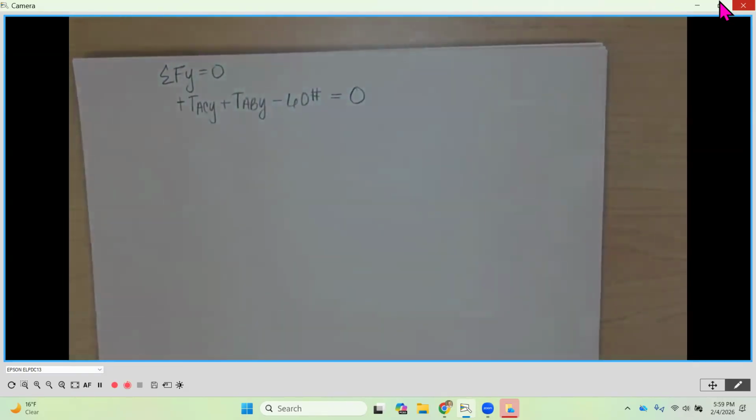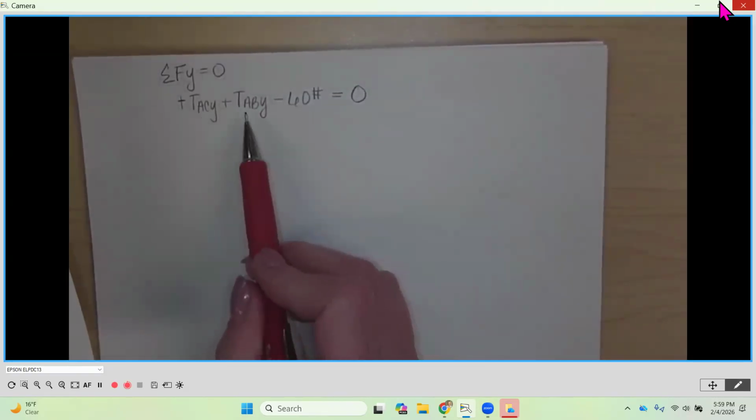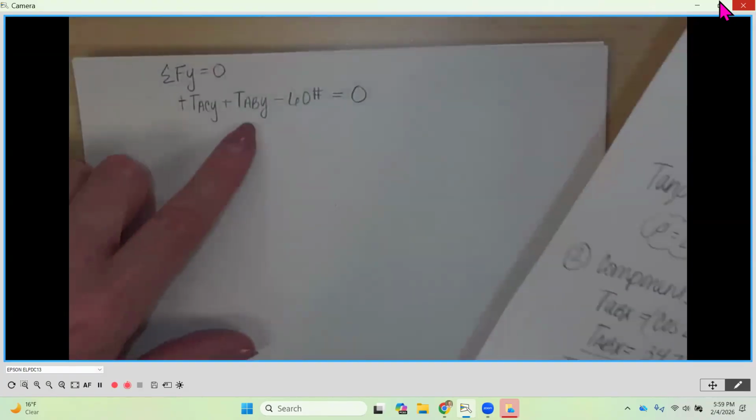Now, we only have 3 forces along the y-axis. If there was 4, we would continue to add. If there was 1, we would just put 1. So however many forces are on that y-axis, the axis that we're summing on, is what we want to use. So now we want to see, are there any values for these two variables?